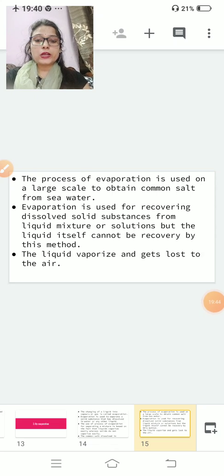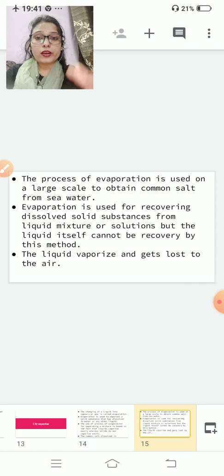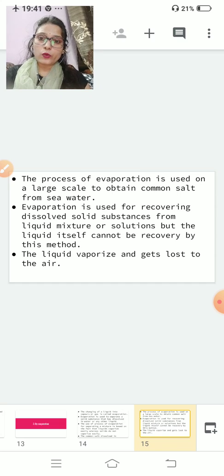Evaporation is used for recovering dissolved solid substance from a liquid mixture or solution, but the liquid itself cannot be recovered by this method. You can obtain the solid, but you can't recover the liquid. Whatever liquid is evaporated, it goes. You can't get it back. The liquid vaporized gets lost to the air. Where will it go? It will be lost to the air.